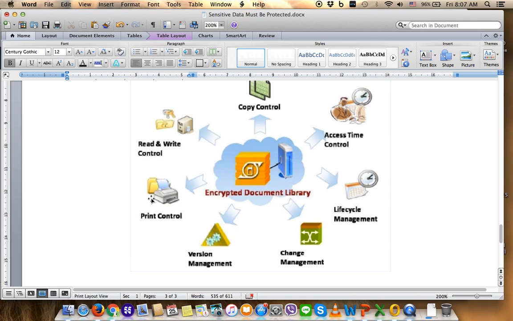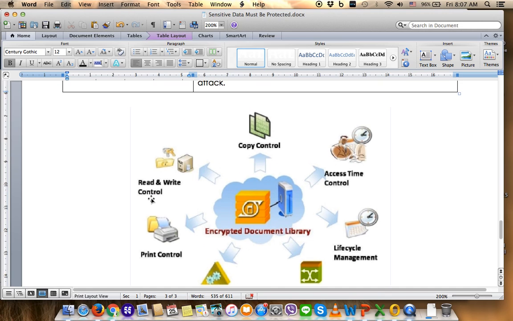The next is print control. We need to control whenever a business unit prints sensitive data from the printer, and they must not leave the paper lying around, otherwise the data may reach unauthorized persons. The last one is permission, read and write control, which is involved with privilege settings, user rights or access to the data.